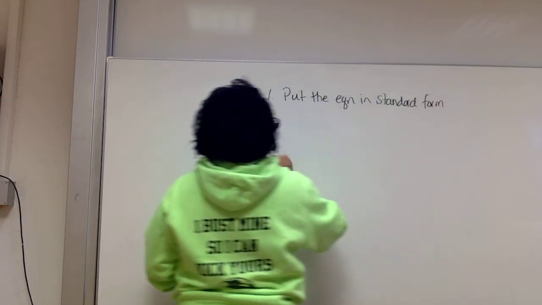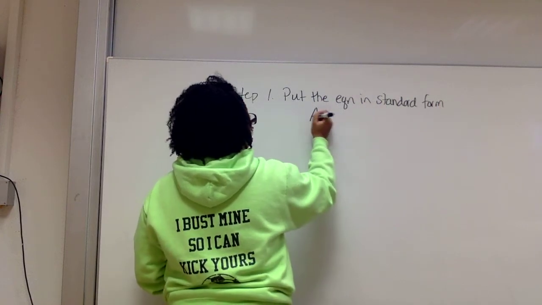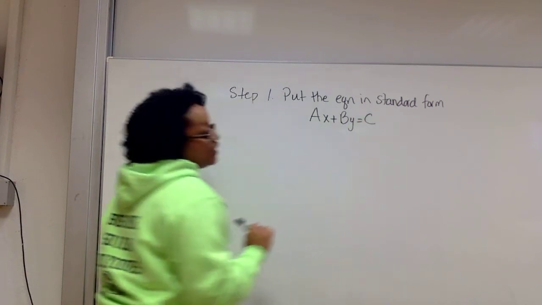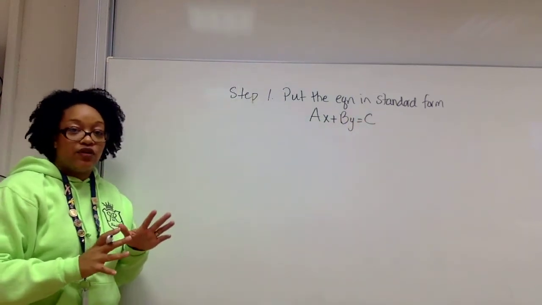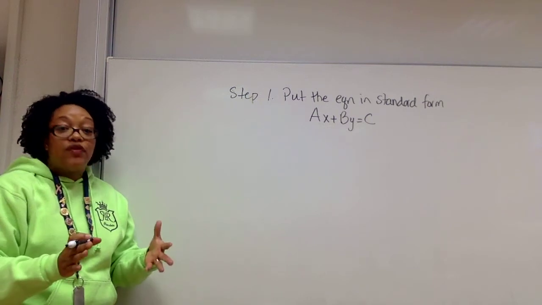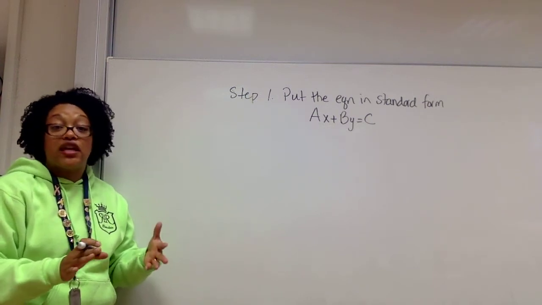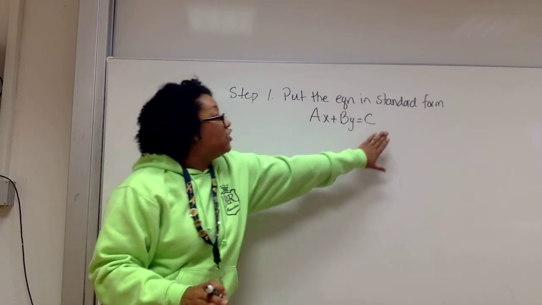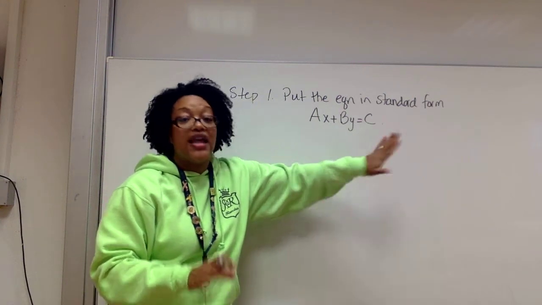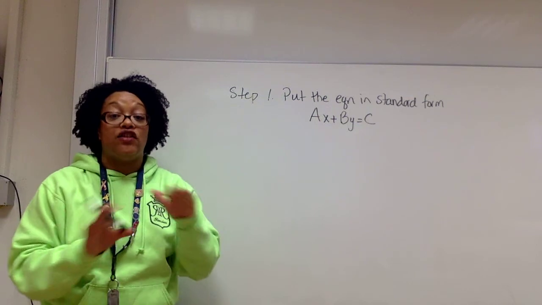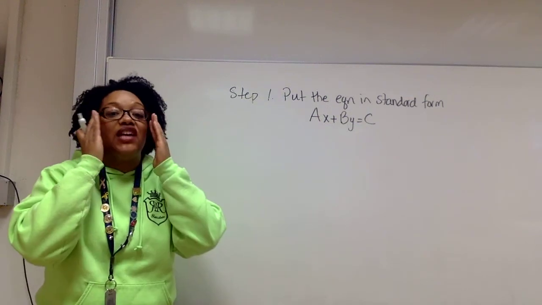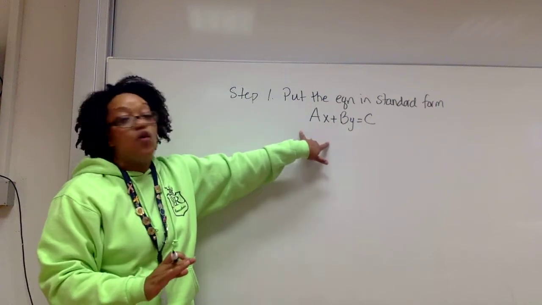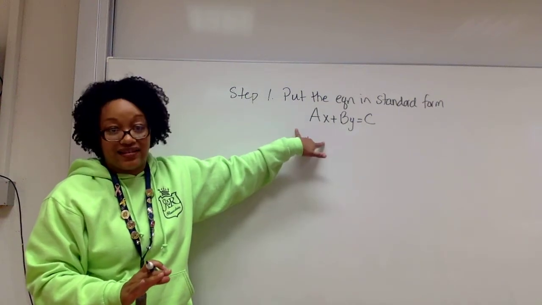Okay? So as we stated on the front page, the standard form is ax plus by equals c. That's the standard form. Now, sometimes your equation will come like that. It's ready to go where your x and y terms are on one side of the equal sign, your constant is on the other side. If that's the case, fine, you're ready to move on to step two. But if not, you've got to move things around so your equation looks like this.